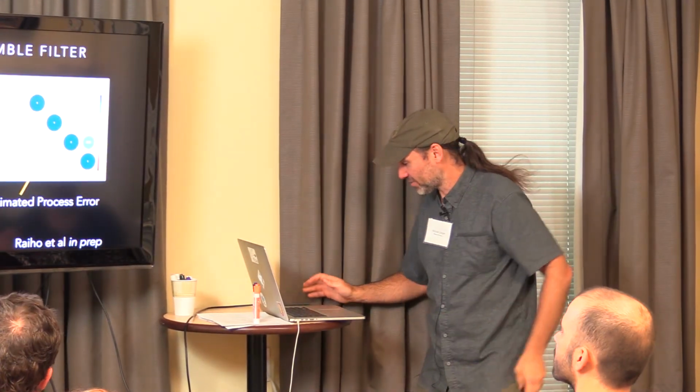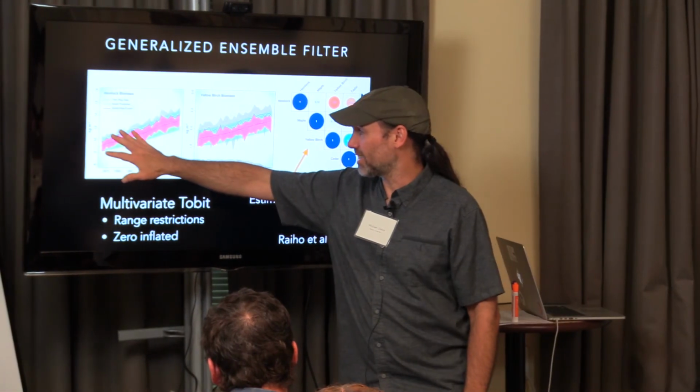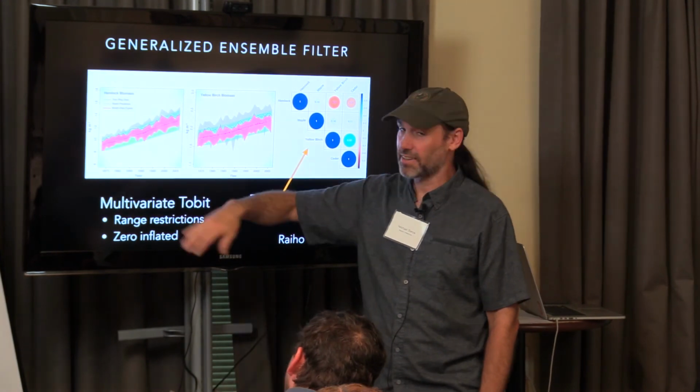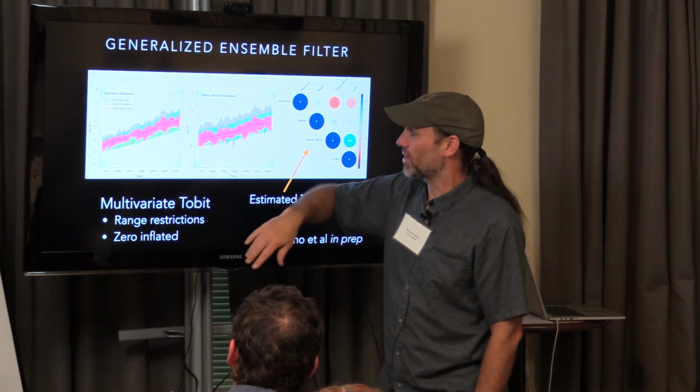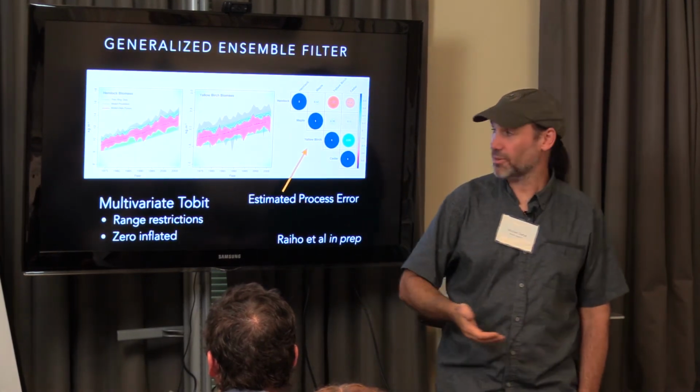We've generalized this even further in some of the work I've been doing with Anne Rejo. I mentioned a number of these features in discussion over the last few days, and this is an example of some of Anne's work where we're trying to fit. The data here is an estimate of above ground biomass and woody biomass increment that's coming from fusing tree ring data with forest inventory data.